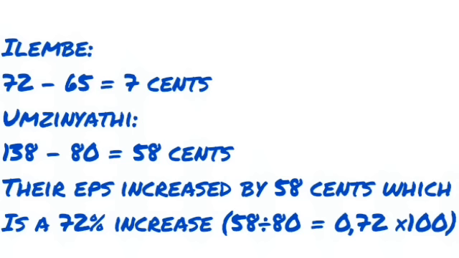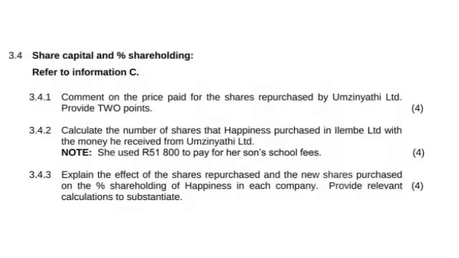So your explanation will be their EPS increased by 58 cents, which is a 72% increase. How did I get the 72% increase? I said 58 divided by 80 cents, meaning the difference divided by what it used to be last year. That gives me 0.72. I multiply that by 100 to turn it into a percentage, and that's how I got that 72%. So show your calculations in brackets always. There's usually a mark for them.